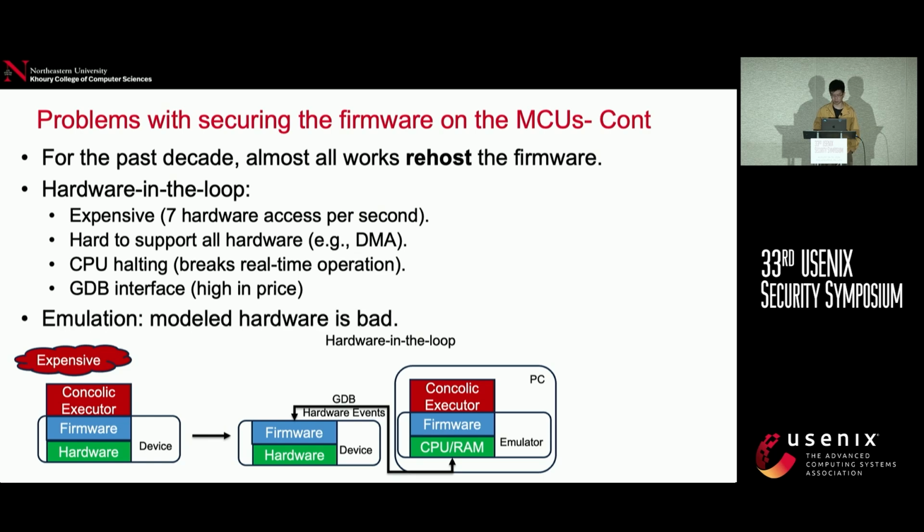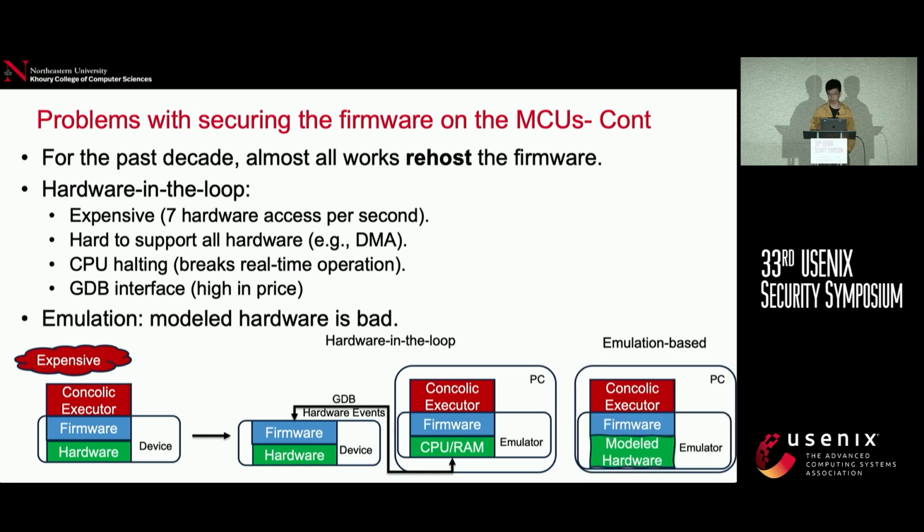And the second thing, which is kind of popular in recent years, is emulation. So instead of forwarding those hardware accesses, you use modeled hardwares with very simple heuristics. But in reality, those peripherals are kind of complex and proprietary. And if you use simple heuristics to replace them, you have a lot of false interactions, which leads to a lot of false positives, which is also not good.